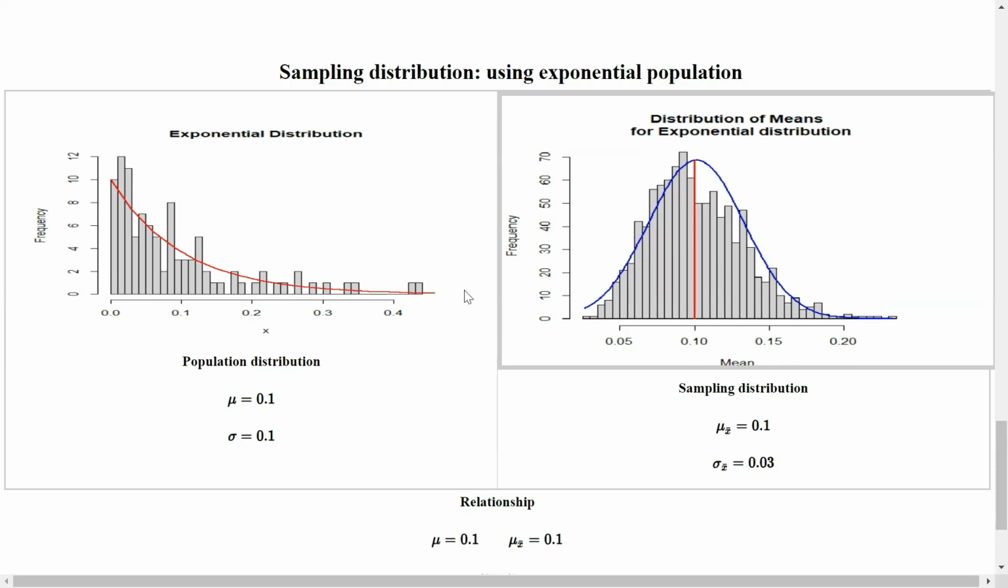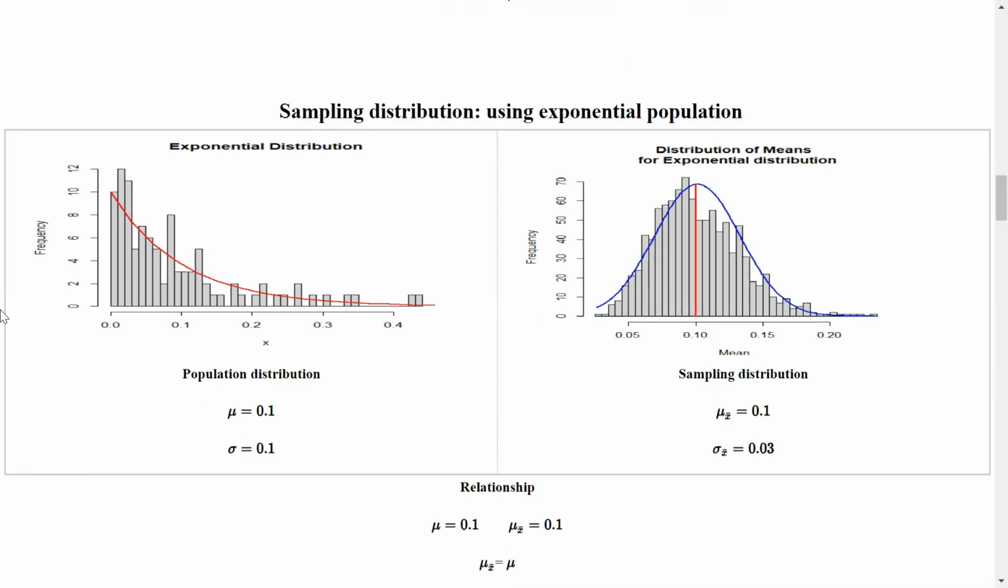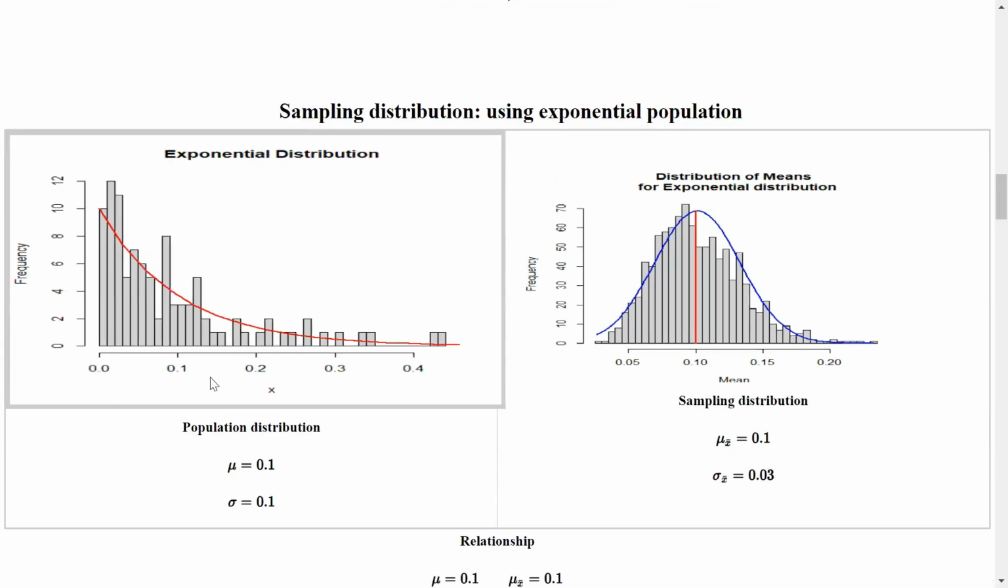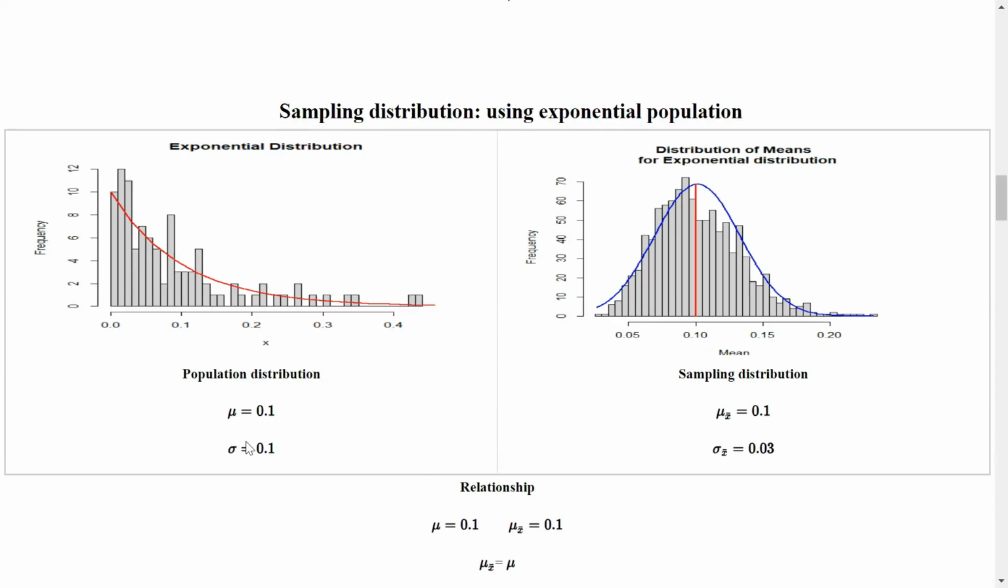This sample data comes from the exponential population with rate parameter equals 10. Equivalently, the mean and the variance of this distribution is 0.1 and 0.01 respectively. Naturally, the standard deviation of this distribution is 0.1. Hence, the population parameters are mean equals 0.1 and the standard deviation equals 0.1.